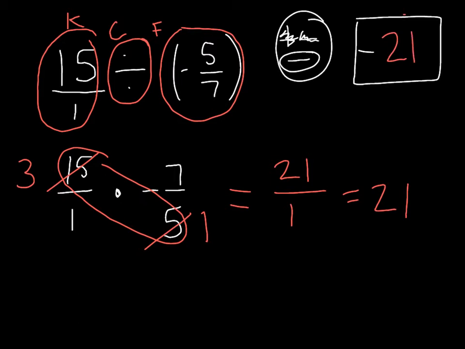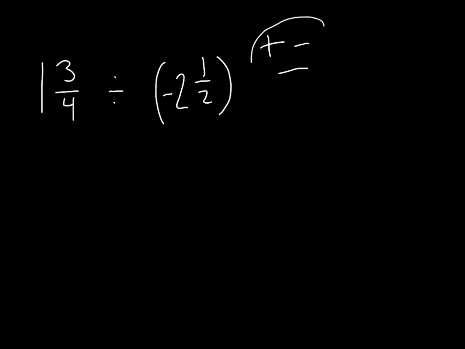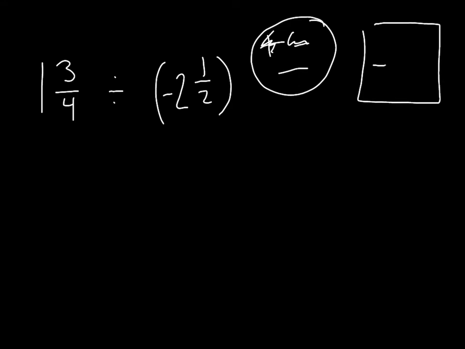All right, we have one more problem to look at, and this is going to be dealing with a mixed number. So I have 1 3/4 divided by negative 2 1/2. Now I'm going to go ahead and figure out my final answer is going to be negative again. So I'm going to make my final answer box. I need to keep, change, flip, but before I do that, I need to change these mixed numbers into improper fractions.